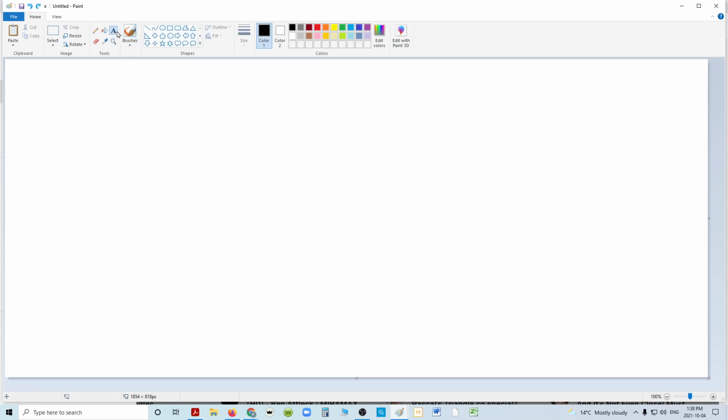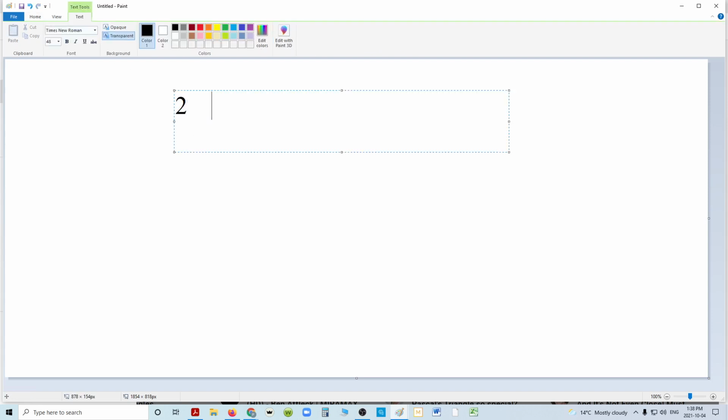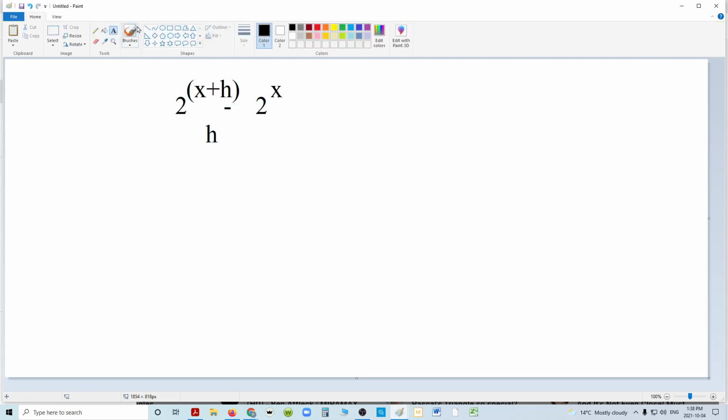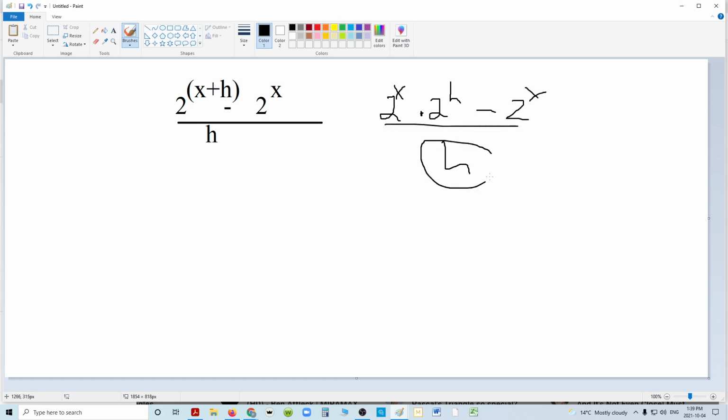But they start to do it by the standard method: 2 to the x plus h minus 2 to the x all over h. And they put x plus h minus 2 to the x, which is the standard rule for a derivative, all as h approaches 0. Well, the rule of exponents says when I'm adding exponents, that's the same as writing it as 2 to the x times 2 to the h, because that's when you can add the exponents, minus 2 to the x, over h, all as h approaches 0.